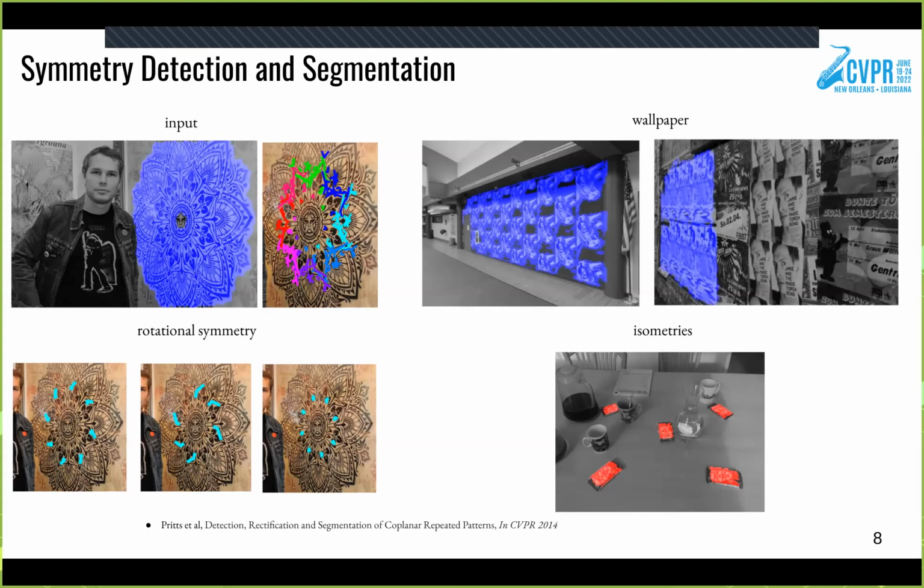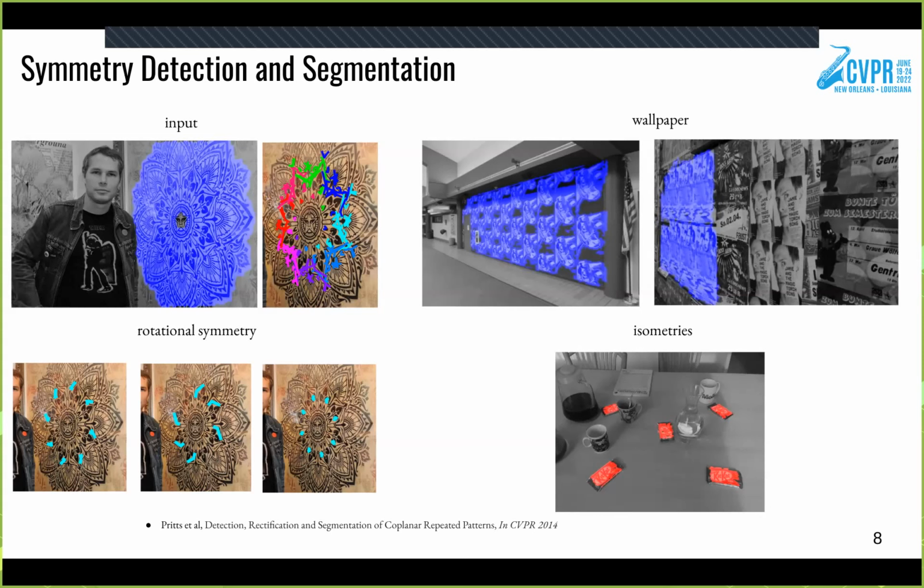And here you see a couple of different types of patterns that we're capable of doing. The left is a rotational symmetry. The right is a wallpaper pattern. It's a finite symmetry group. And then on the bottom are isometries, rigid transforms. So this is representing some of the things that are possible.